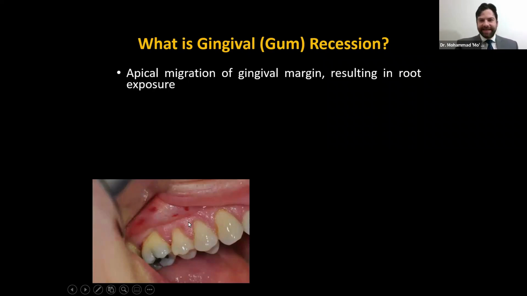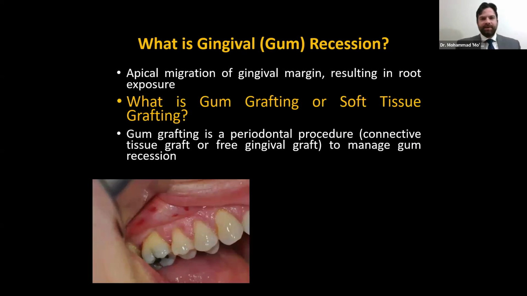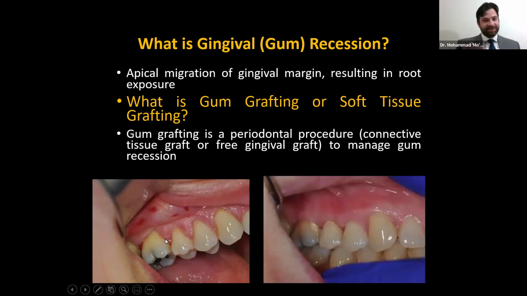So this is gum recession. This is what we have. Then what is gum grafting or soft tissue grafting or periodontal surgery? Well, it's the management of recession, be it the connective tissue graft or the free gingival graft. The procedures undertaken to manage the recession, simply put, is known as periodontal surgery, be it the free gingival or the connective tissue graft, which means the procedures which enable us to go from this situation to boom, this situation.